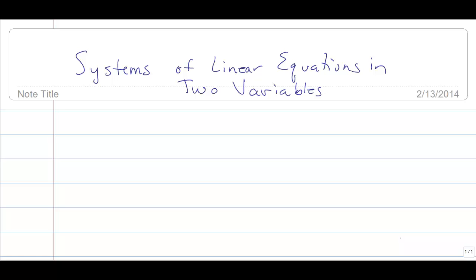Let's talk about solving systems of linear equations in two variables. What does that mean? A system of linear equations is when you have two or more linear equations and you're trying to find what value or values make both of these true. You'll usually see it written with a curly brace on the side, and that shows they go together.